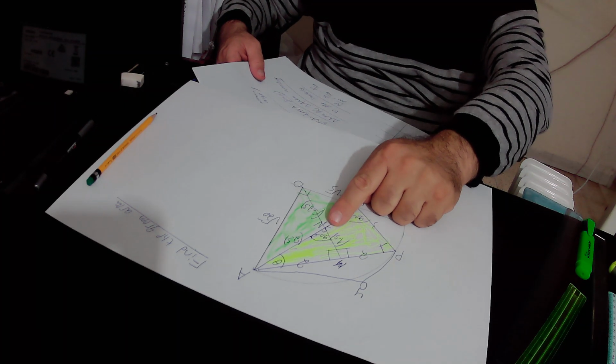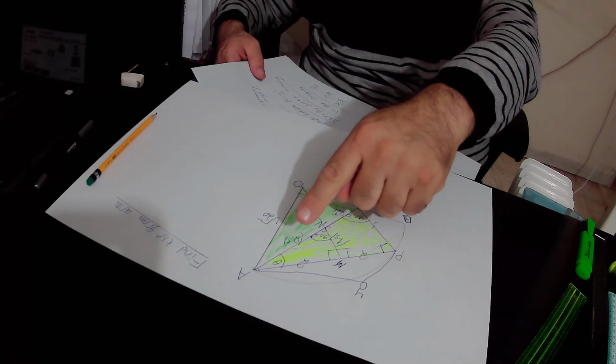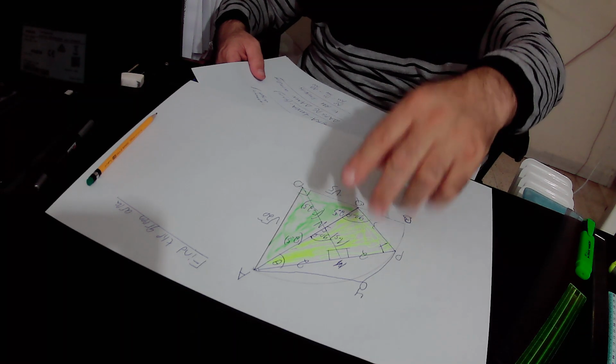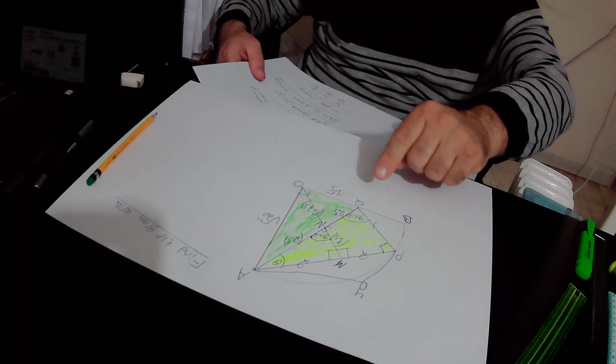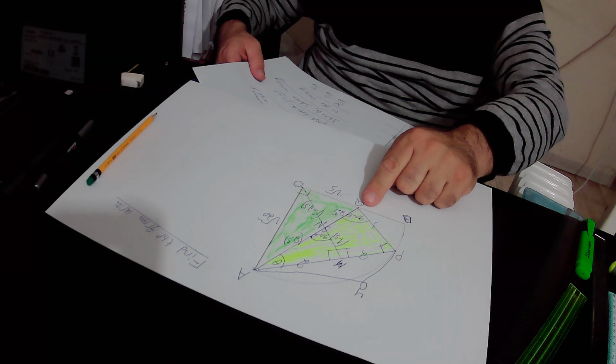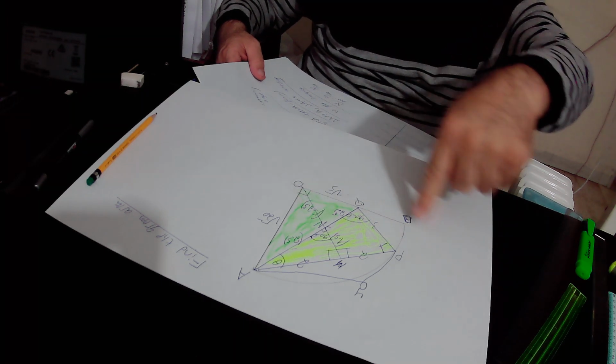Therefore, the missing angle must be equal to 90 degrees minus theta. Why? Because 90 degrees minus theta plus theta is 90 degrees, and 90 degrees plus 90 degrees is 180 degrees. That is the sum of the angles in any triangle. For the same reason, this angle must also be equal to 90 degrees minus theta if we focus on the triangle AQP.